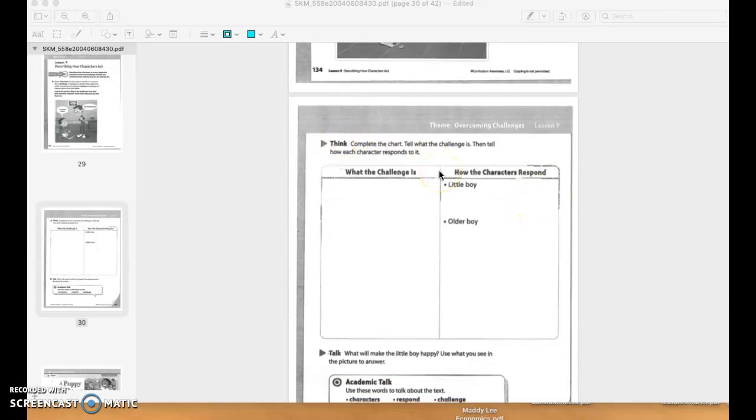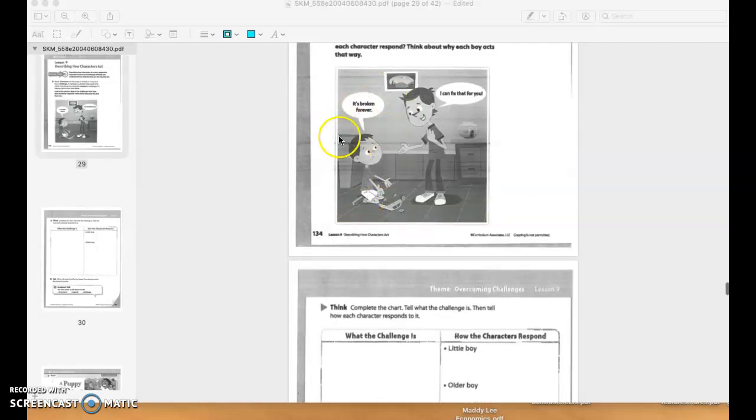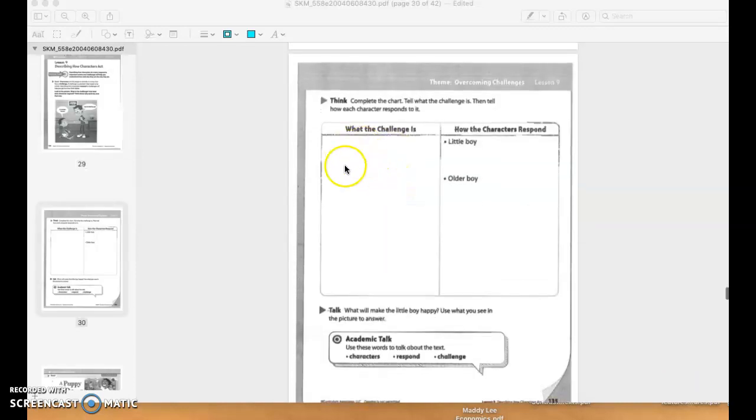And it asks you here to complete the chart and tell what the challenge is, and then tell how each character responds to it. So here's the little boy right here. What is the challenge for both the little boy and the older boy? What is the problem? You're going to write that answer here on this side of your chart. How does the little boy respond or act about the problem? You're going to write that answer here. And then the older boy, how does the older boy respond or act about the problem? And you will write that answer here.